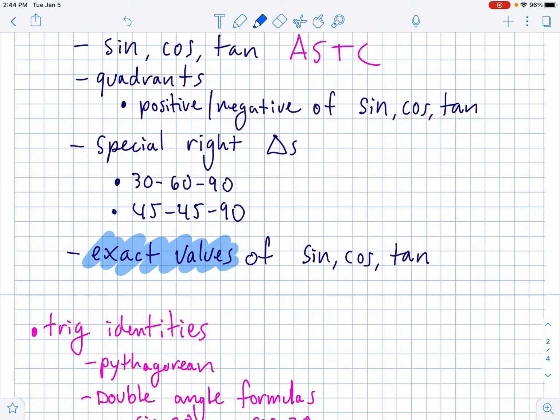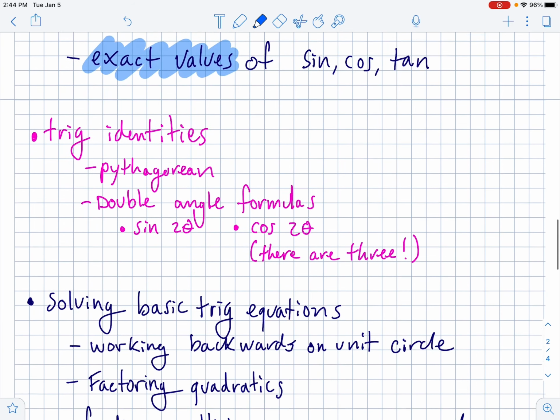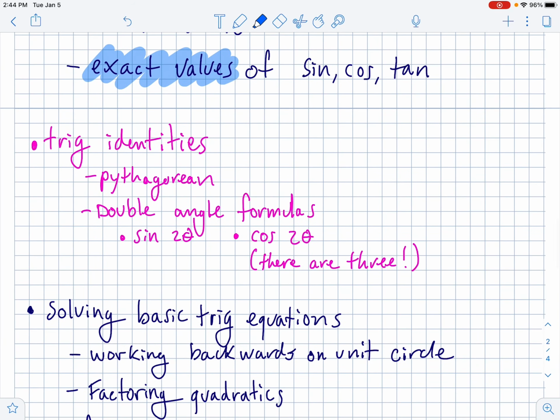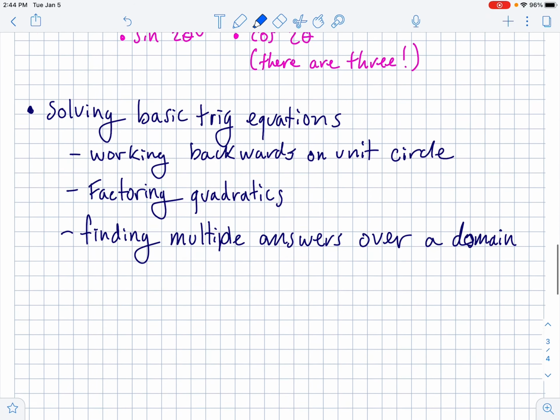Do not report out a decimal anywhere on this test. In fact, no graphing calculators whatsoever on this test. Just you, the formula packet, pencil, paper, and your brain. Some of the last things we've been doing are trig identities. We've definitely done the Pythagorean, sine squared plus cosine squared equals 1, and we did some of the double angle formulas. Remember, there's just one double angle formula for sine, but for cosine, there are 3 of them. When you use each one is kind of up to you, depending on what's going to make the algebra easier on you.